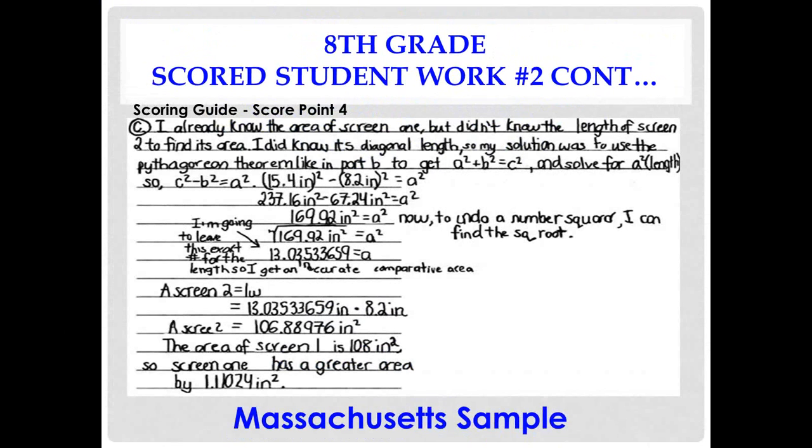And they also determined that they found the area for screen 2 to be 106.88976 inches squared. And once again, they also determined that the area of screen 1 was greater than that of screen 2.